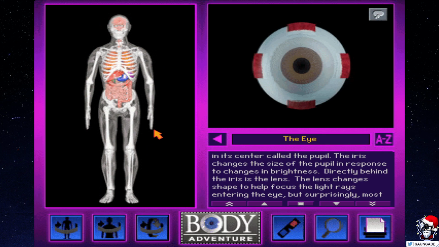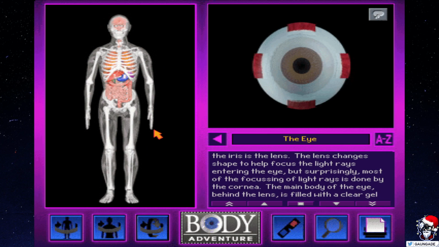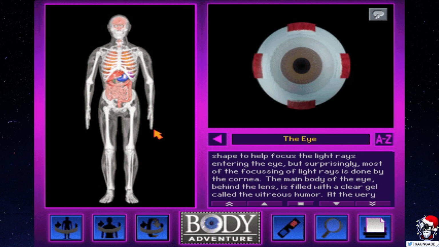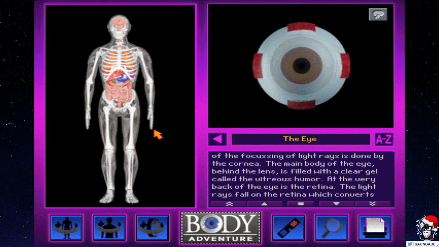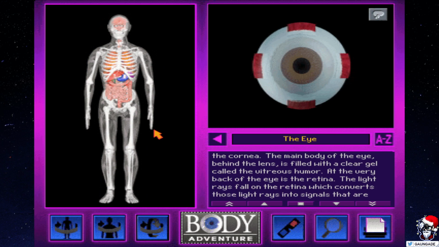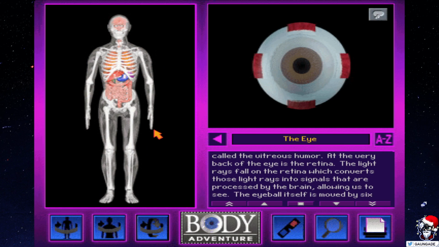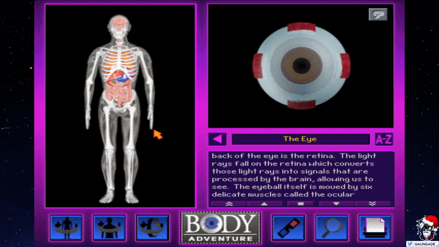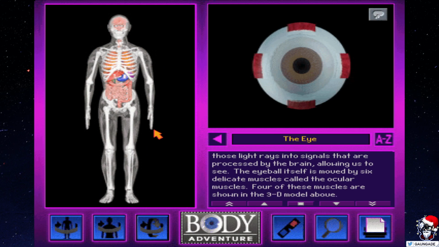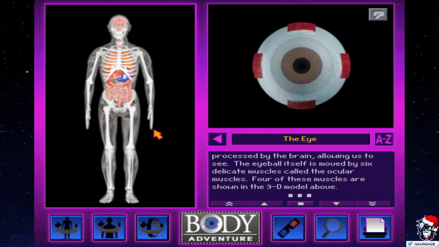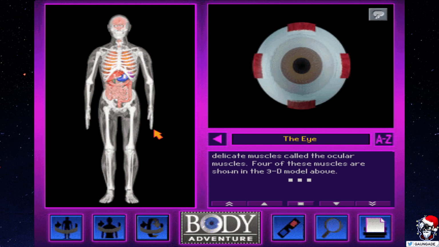Directly behind the iris is the lens. The lens changes shape to help focus the light rays entering the eye. But surprisingly, most of the focusing of light rays is done by the cornea. The main body of the eye behind the lens is filled with a clear gel called the vitreous humor. At the very back of the eye is the retina. The light rays fall on the retina, which converts those light rays into signals that are processed by the brain, allowing us to see. The eyeball itself is moved by 6 delicate muscles called the ocular muscles. 4 of these muscles are shown in the 3D model above.